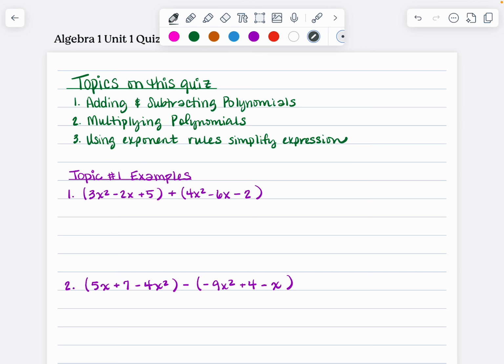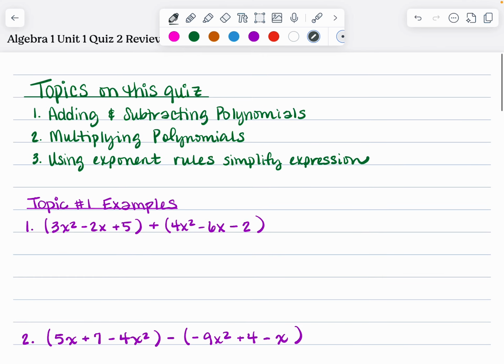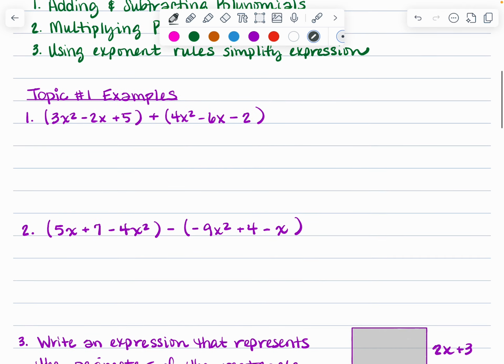So on our quiz tomorrow, it's basically over three things, right? So adding and subtracting polynomials, multiplying polynomials, and using those exponent rules that we learned, those two exponent rules, right? Deciding whether you add the exponents or multiply the exponents. So I'm just going to run through a few examples of each one of these topics so you can get a nice overview of the types of questions that are going to be asked on your quiz. Okay, so here we go.